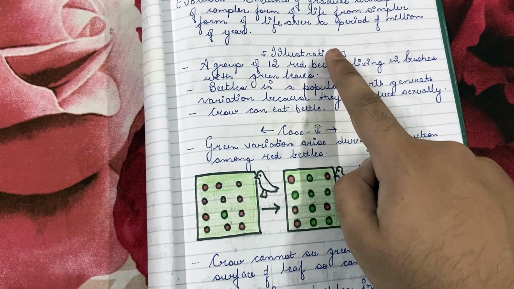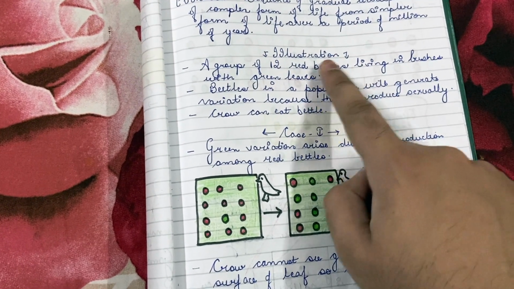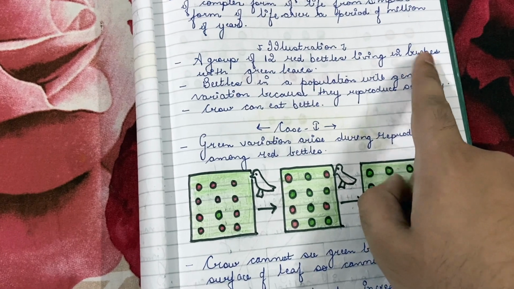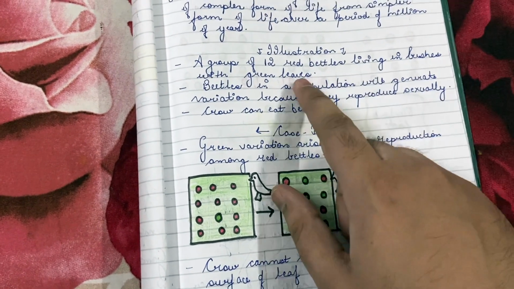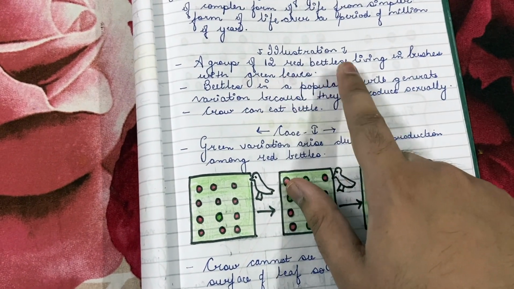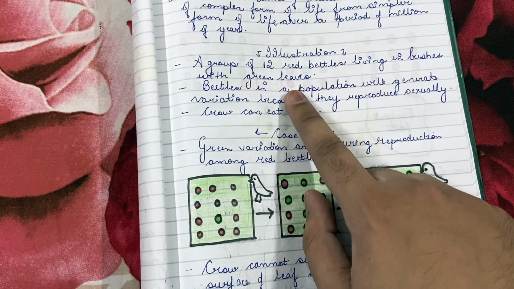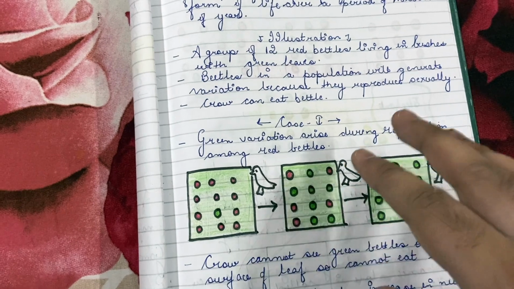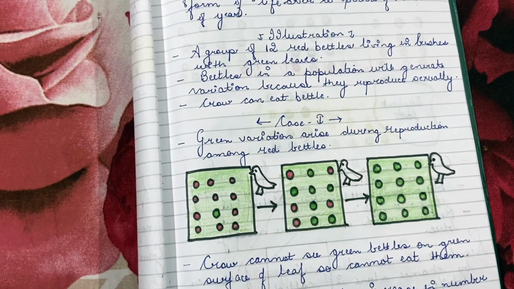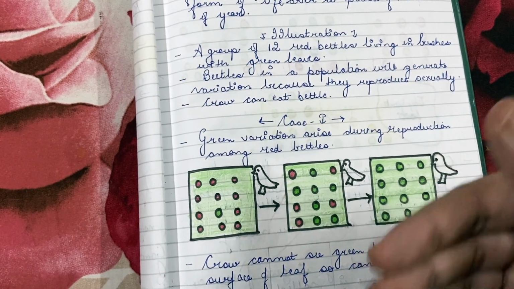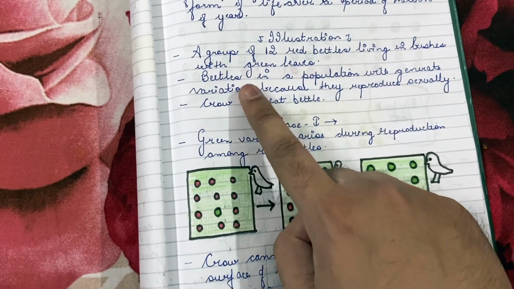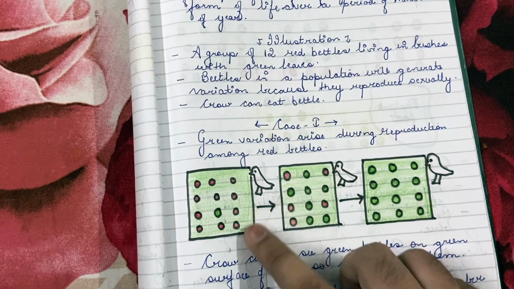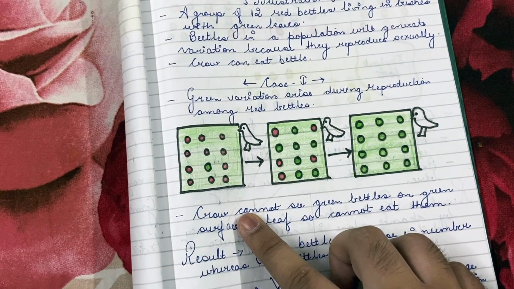In these examples, you have to consider that there is a group of 12 beetles living in bushes. Beetles are insects. So there is a group of 12 red beetles living in bushes with green leaves. The beetles in the population reproduce sexually, so they can generate variation. And a crow can eat the beetles. Now let us look at case 1.